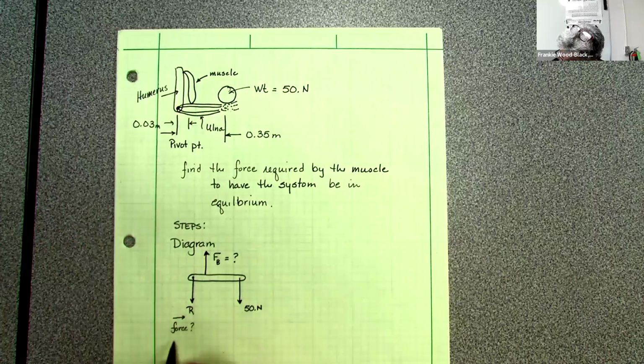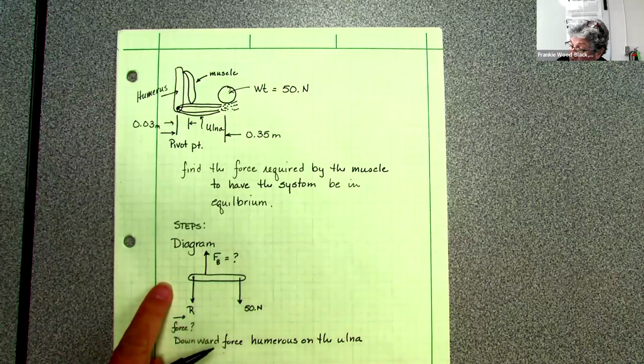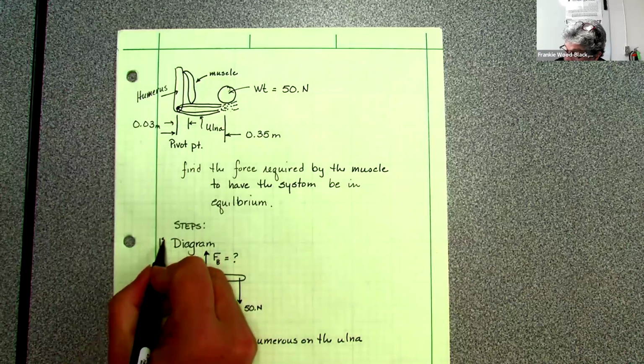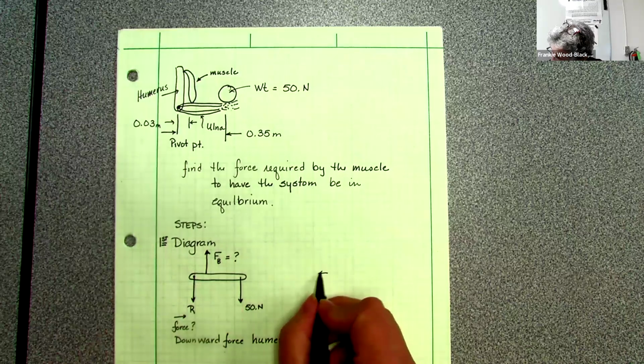And this force is the downward force of the humerus on the ulna. So just so that we have that written. So we've done our first step and we've simplified our diagram. So that's our first step, is to do that diagram. And then we can call this a force diagram.